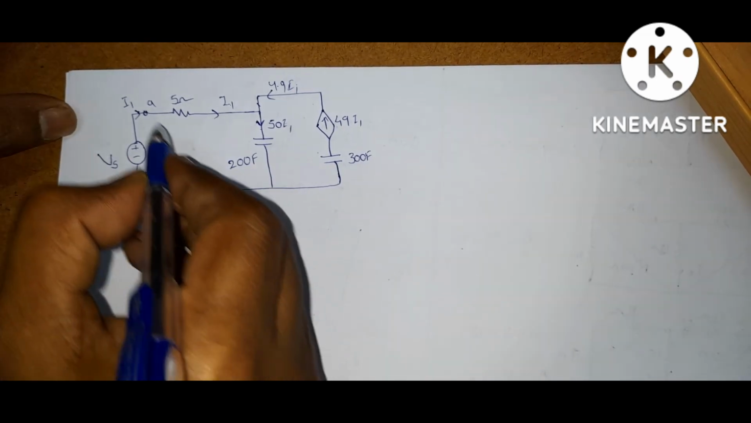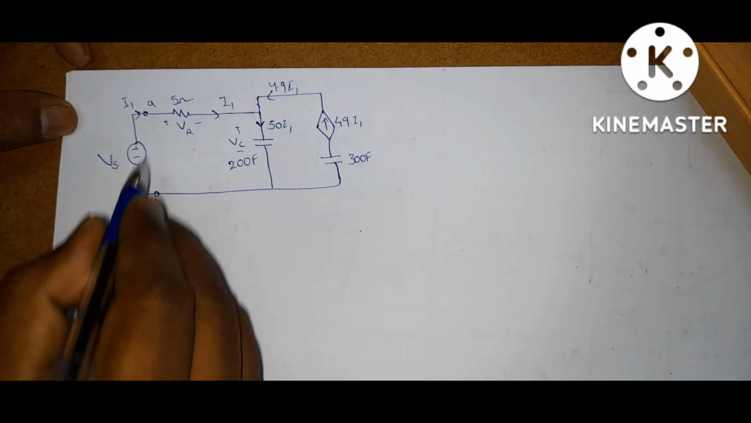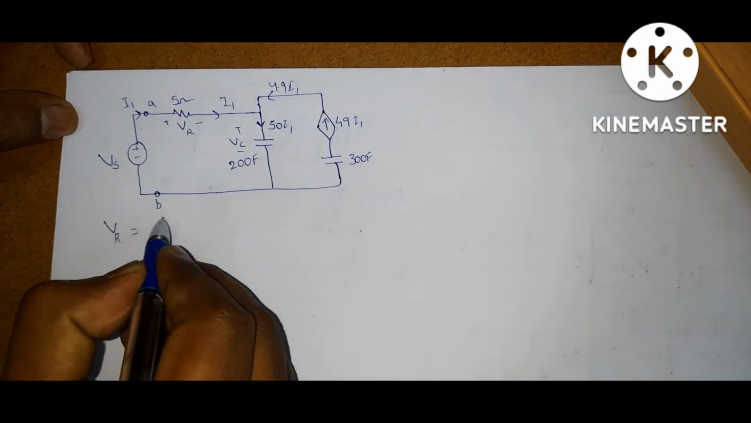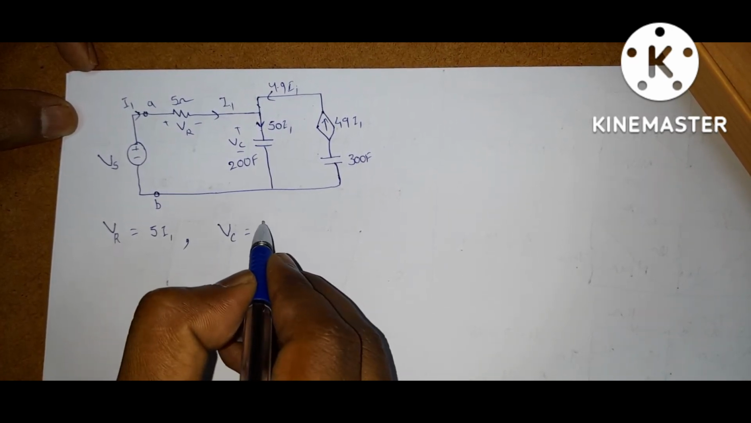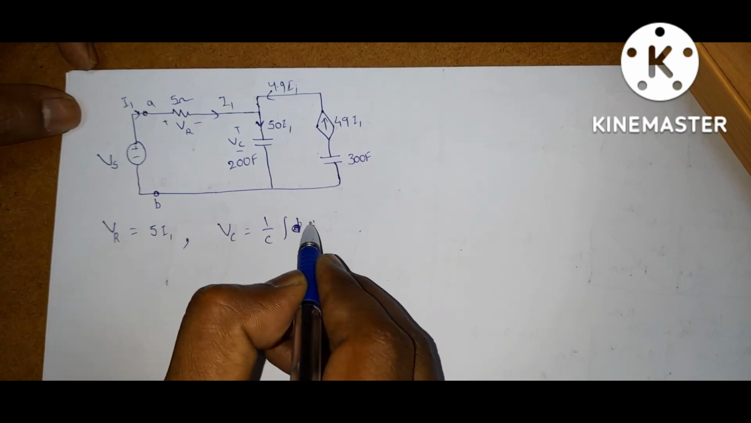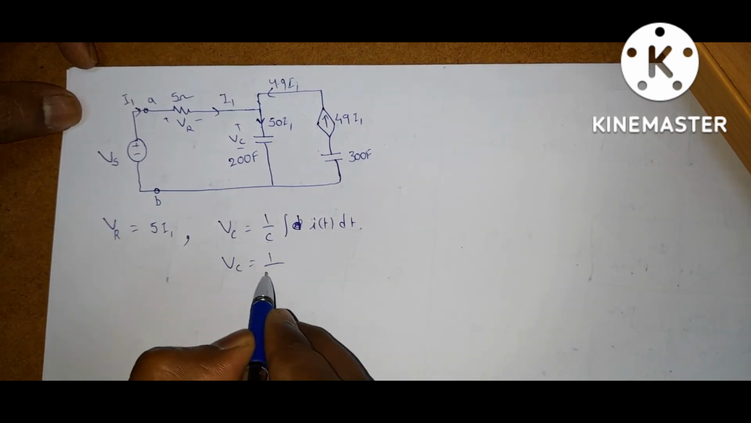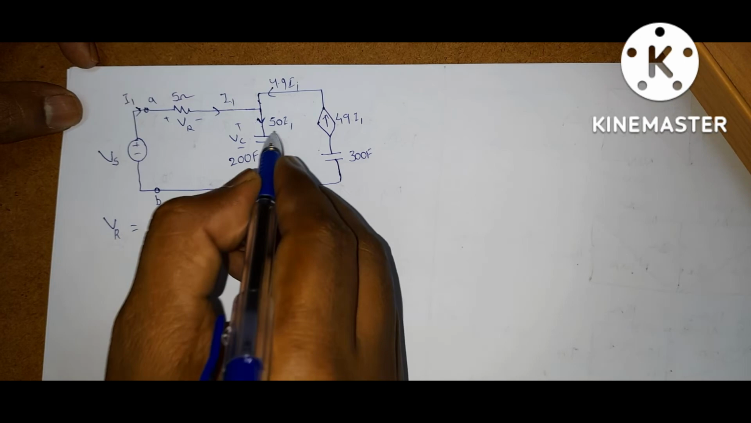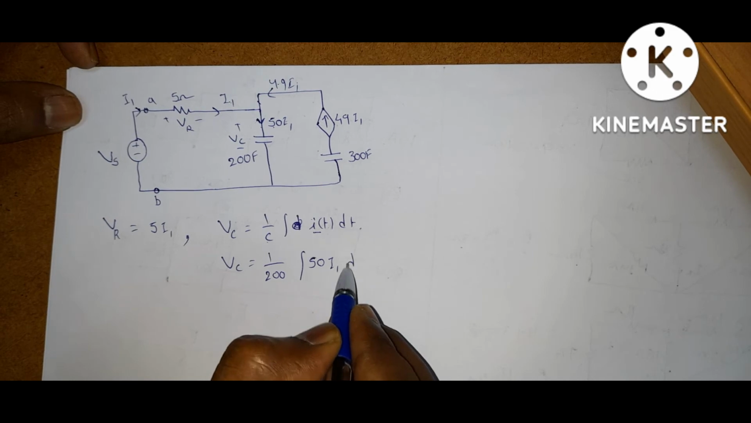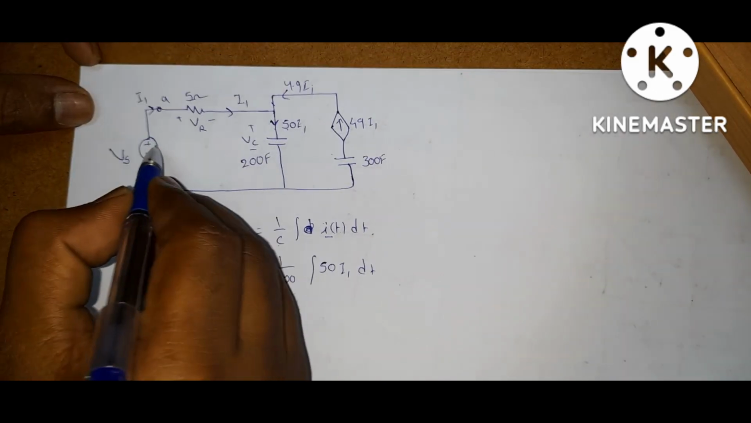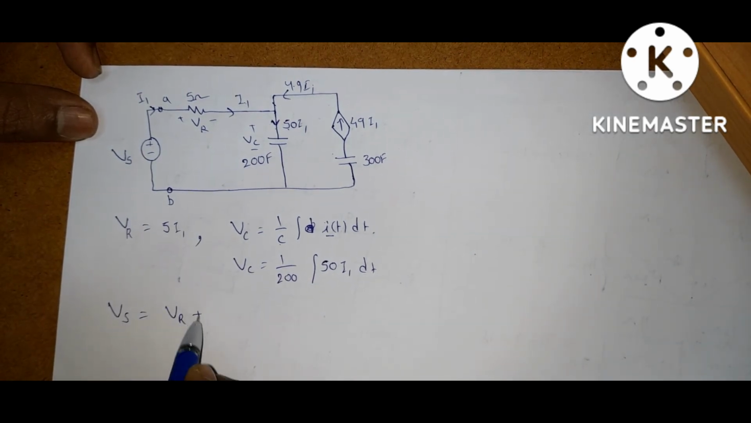Now apply KVL for this loop. Let it be VR and let it be VC. By Ohm's law, what is VR? VR is equal to 5 I1. And what is VC? VC is equal to 1 by C into the integral of i of t dt. Now what is C? Here it is 200 farads. And what is the current? The current is 50 I1, so it is 50 I1 dt. Now by KVL, what is the KVL? This is Vs is equal to VR plus Vc.